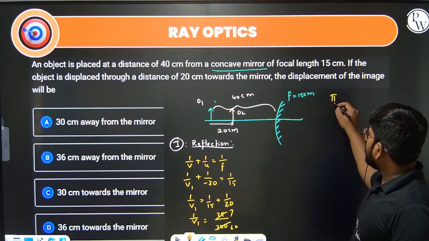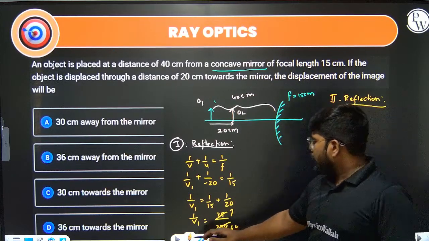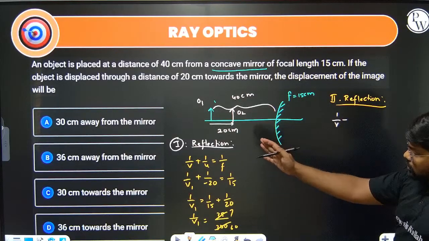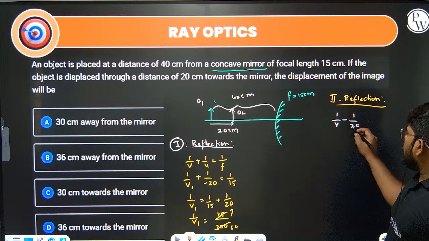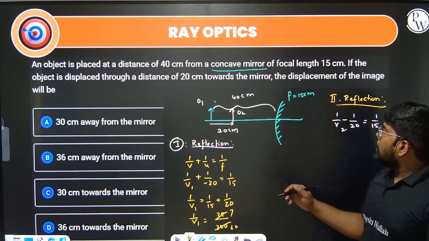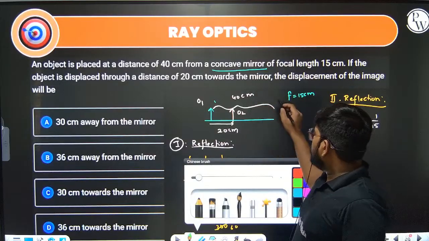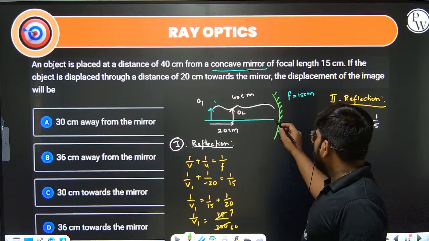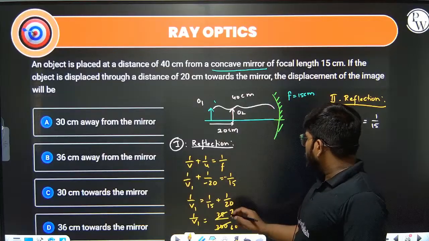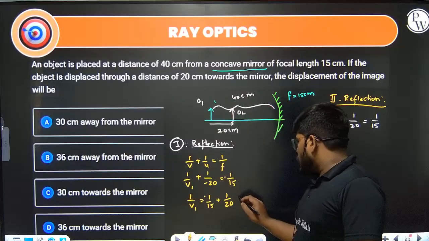So for the second reflection, again 1 by V plus 1 by U, since it has gone 20 more, I am writing 1 by V2 is equal to 1 by 15. The focal length, we should take it as positive because it is a, okay, one second, yes, one mistake I should correct. They have given concave. So concave we should take. So here the focal length for concave will be negative.